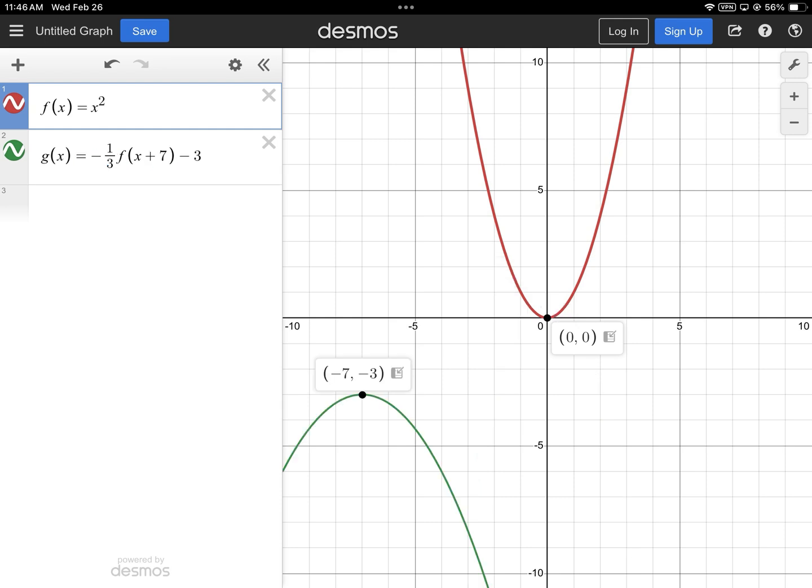Okay, so let's look at what that did. So it looks like you guys were pretty spot on. So it did go down. It went down 3. It went left 7. It is, in fact, wider. And it flipped. So great job, great job. So let's look at what all of this is together on our boxes.